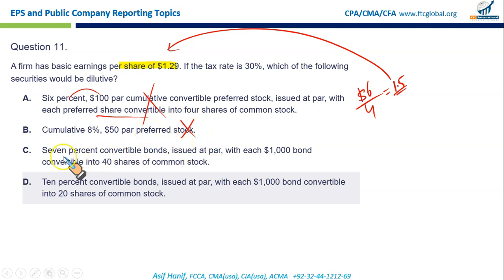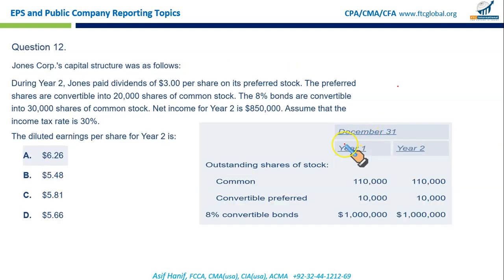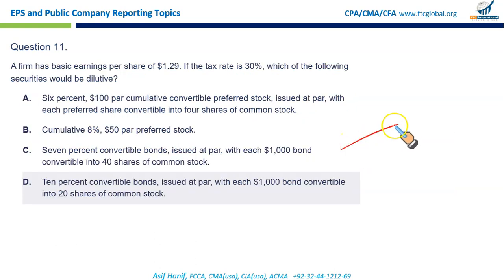What about C? 7% convertible bonds issued at par with each 1000 bond convertible into 40 shares of common stock. So if these bonds are ever converted, we will save some interest amount. What will that amount be? It's going to be 7% of 1000 on an after tax basis, 1 minus 30%, it will be $49. So $49 is the interest saved, and it will result in 40 new shares.